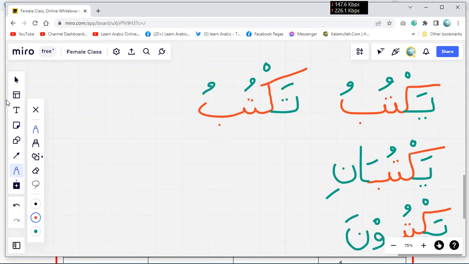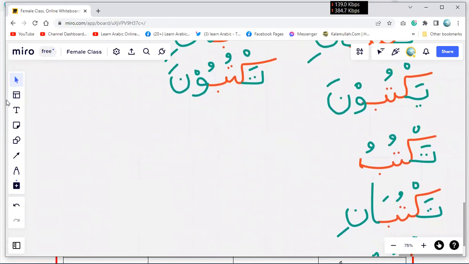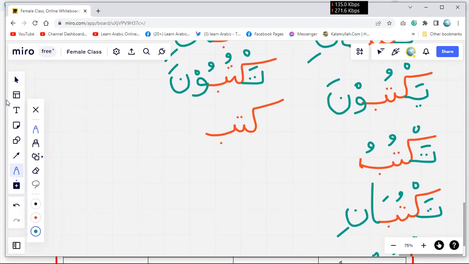Then we have you dual masculine are writing. Taktubani. You plural masculine are writing. Taktubuna. You singular feminine. Taktubina.